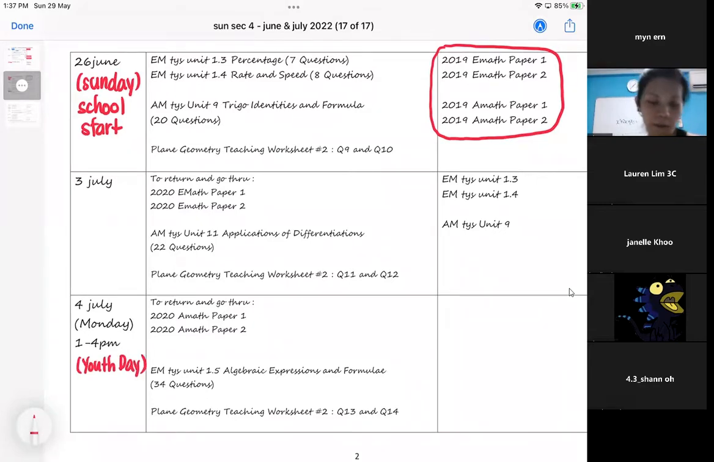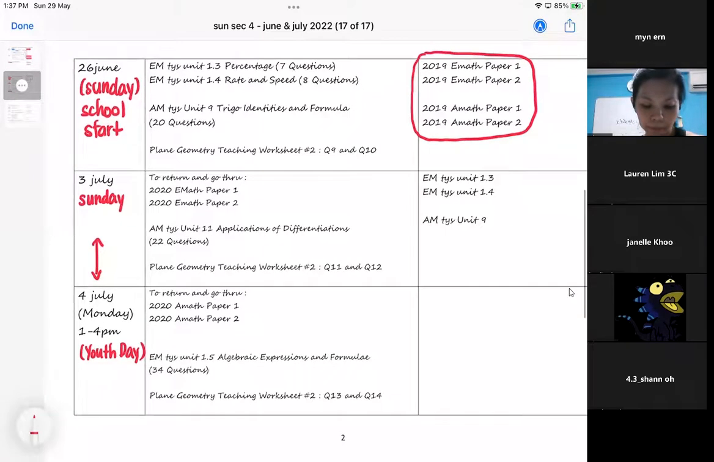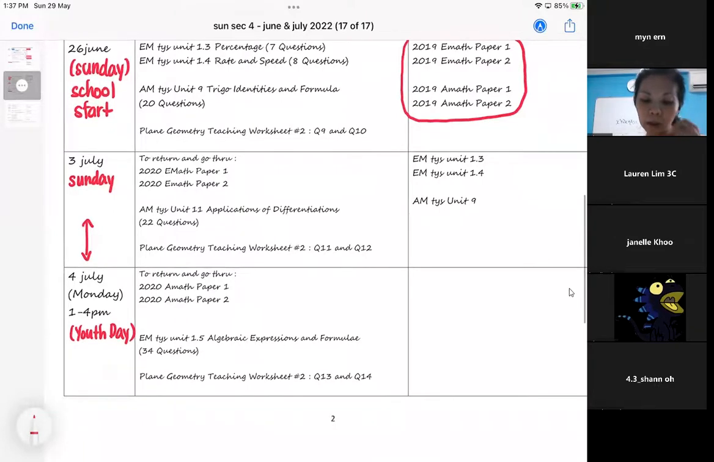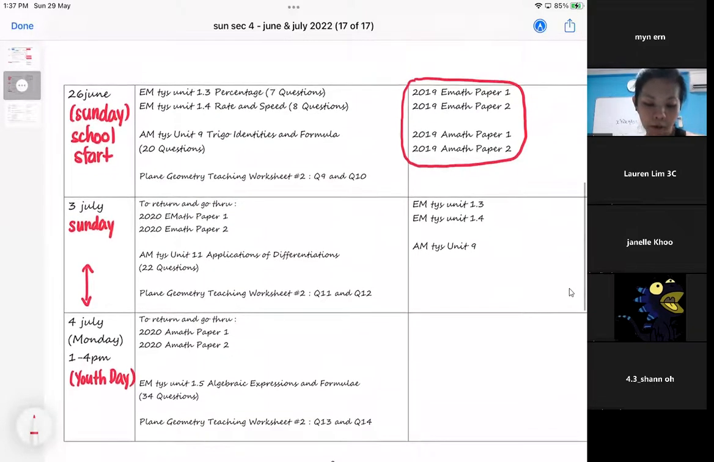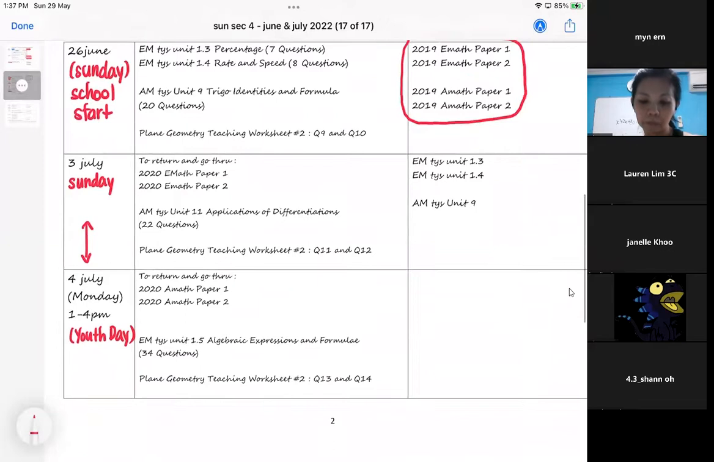This is a Sunday and then this is a Monday, so we have back-to-back lessons. Please plan for this. It will be the same timing. Basically, look at what you are supposed to submit and plan.